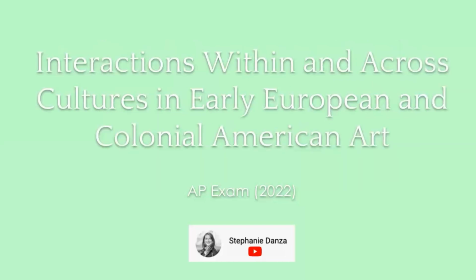Interactions within and across cultures in early European and colonial American art. Continuities and exchanges between coexisting traditions in medieval Europe are evident in shared artistic forms, functions, and techniques. Medieval artists and architects were heavily influenced by earlier and contemporary cultures, including coexisting European cultures. Early medieval and Byzantine art was influenced by Roman art and by motifs and techniques brought by migratory tribes from Eastern Europe, West Asia, and Scandinavia.